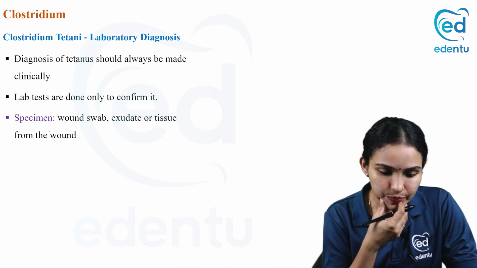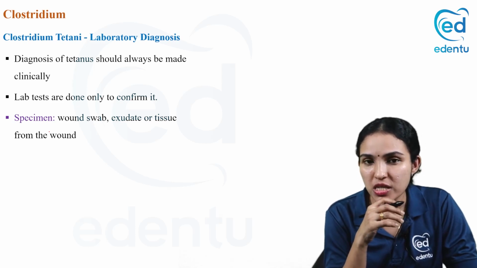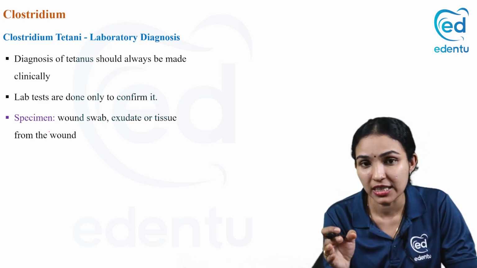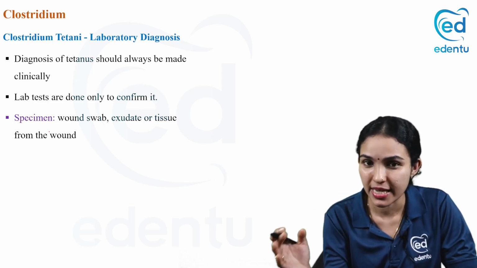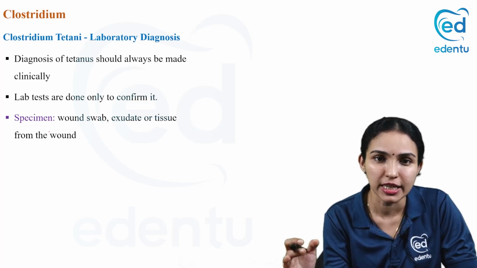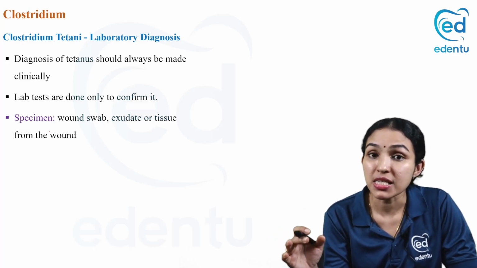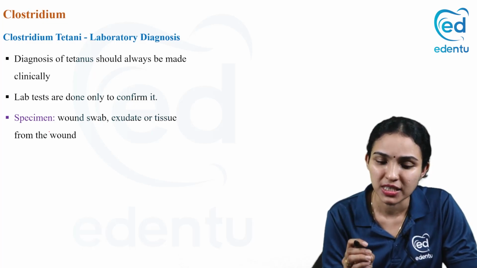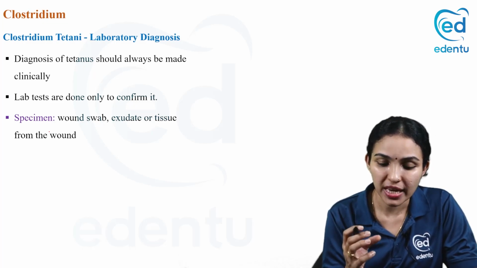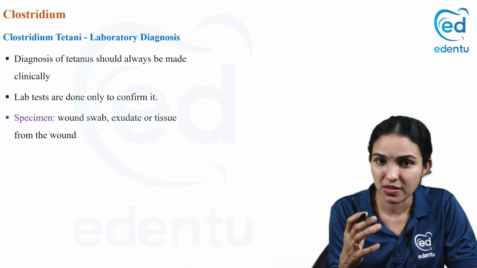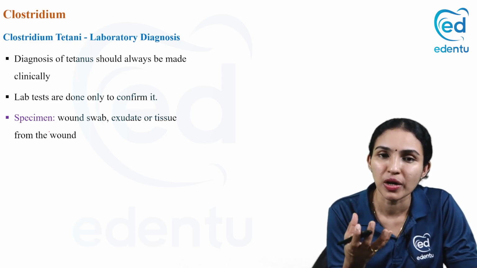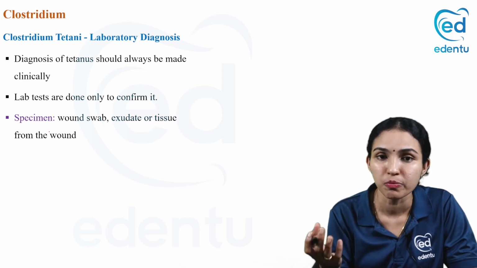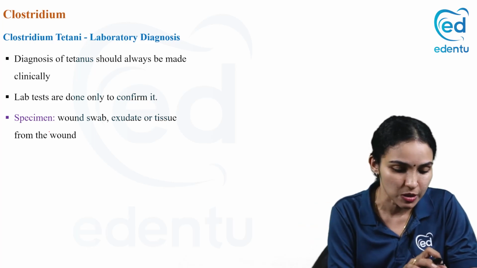Coming to the laboratory diagnosis of tetanus, diagnosis should always be made clinically. Lab diagnosis comes only secondary. The first thing is clinical diagnosis, and lab tests are just for confirmation. What specimen can you get to isolate this bacteria? It is the wound swab, exudate, or tissue from the wound. Basically it's contaminating the wound, so you have to get the specimen from the wound. It can be a swab, but a swab is a bad specimen. You had better go for an exudate or tissue specimen.